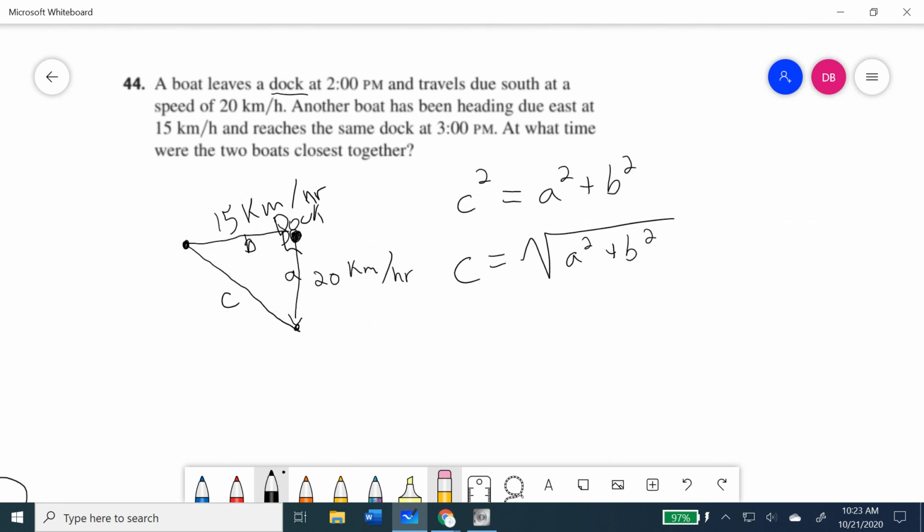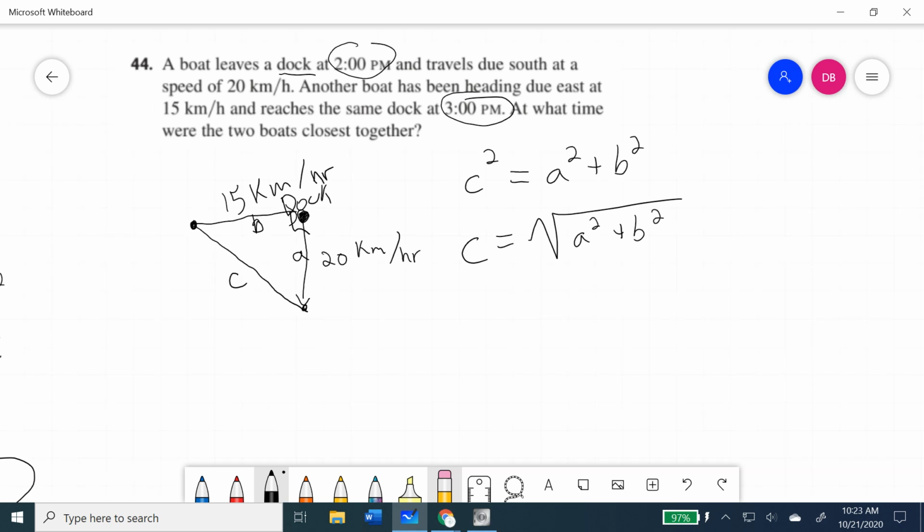So I've got two time frames in here that I'm working with. I've got 2 o'clock that the boat leaves the dock. The other one is going to reach the dock at 3 p.m. So what I can do is figure out where boat B was at 2 p.m. At 2 p.m., for 1 hour, it's 15 kilometers away from that dock.